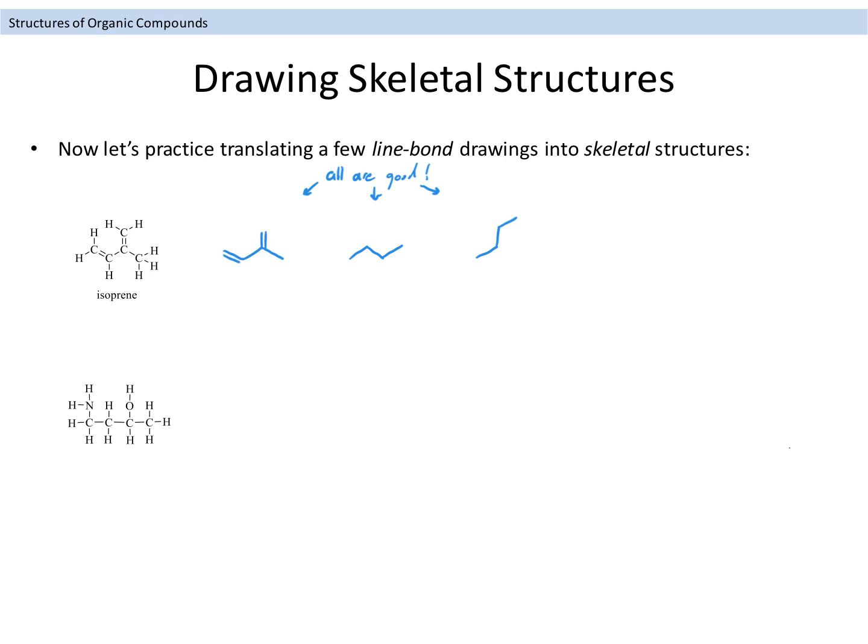There. This is the skeletal structure for isoprene. But what if I had drawn the structure like this instead? Or like this? Are these still isoprene, or are they something different? If we look at each one carefully, we can see the connectivity is identical. It is just that they have either been rotated or flipped.